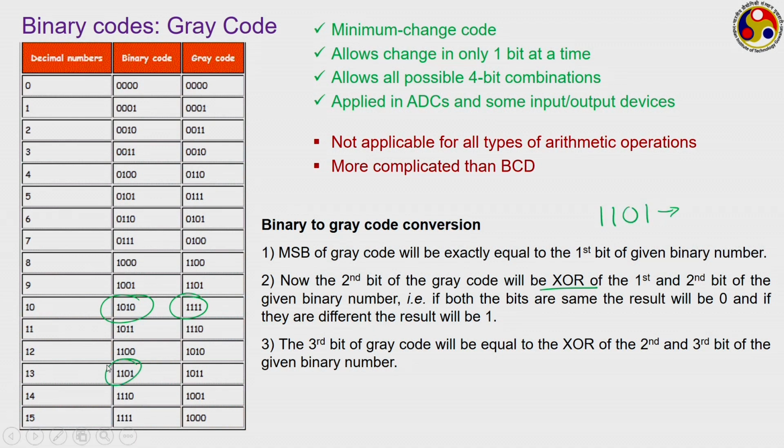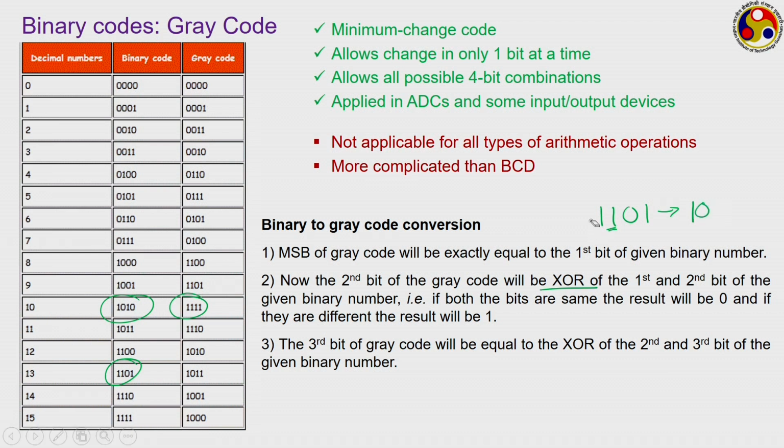Now the first one in gray code will be what? Whatever is your most significant bit in binary, the same is your gray, which is 1. To perform the second bit, we have to perform an XOR operation between the first and second. Both are 1, that is they are identical, so your output will be 0.